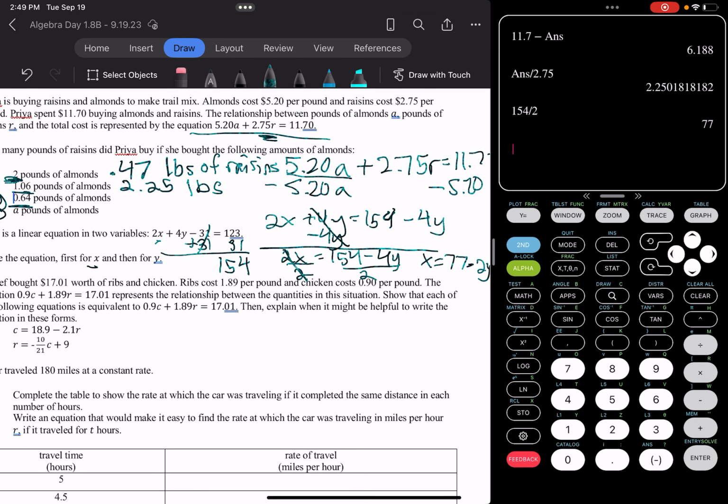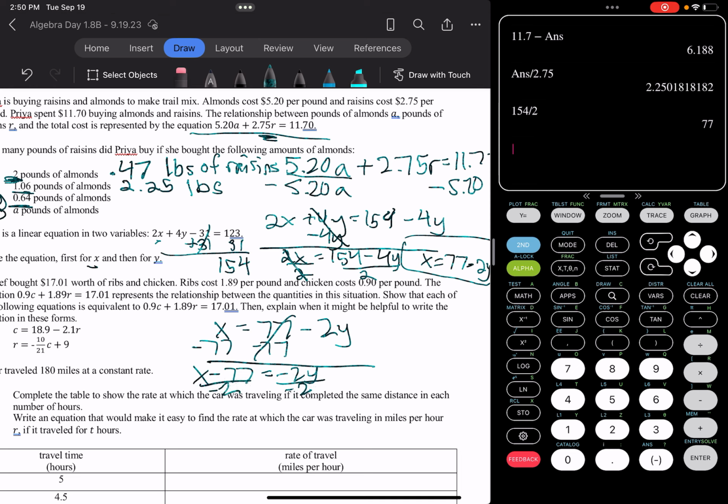Now if I want to solve for y, interestingly here, I have a much simpler equation. So I can use this equation to solve for y. Let's go ahead and now I'm going to move the 77 to the other side. So I'm going to subtract 77 from both sides. I'll get x minus 77 equals negative 2y. Divide both sides by negative 2. And now I will have y equals.